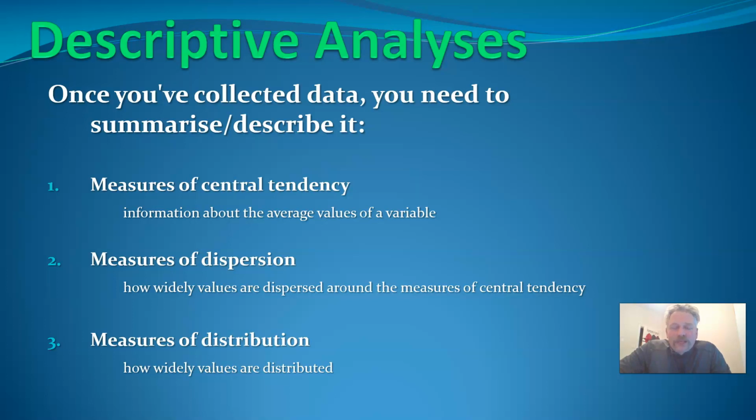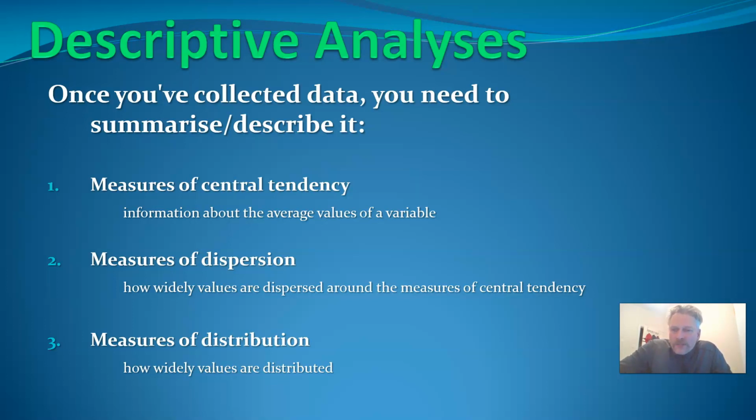So there's three different types of descriptive statistics that we're going to concern ourselves with. We have the measures of central tendency. In essence, you can think about this as the averages. How well do people or groups do on average? What's the typical score or the typical level of performance?